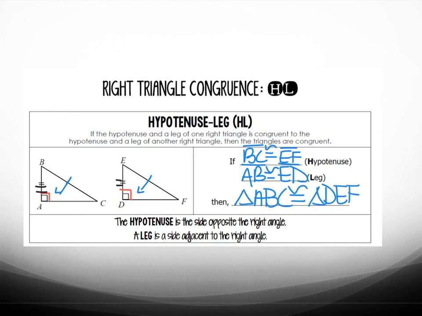So here's the kicker here. The hypotenuse is across from the right angle, and the leg is a side that's adjacent to the right angle. So here's the right angle. This is what's across. And these are the legs that make up the right angle. So let's practice.